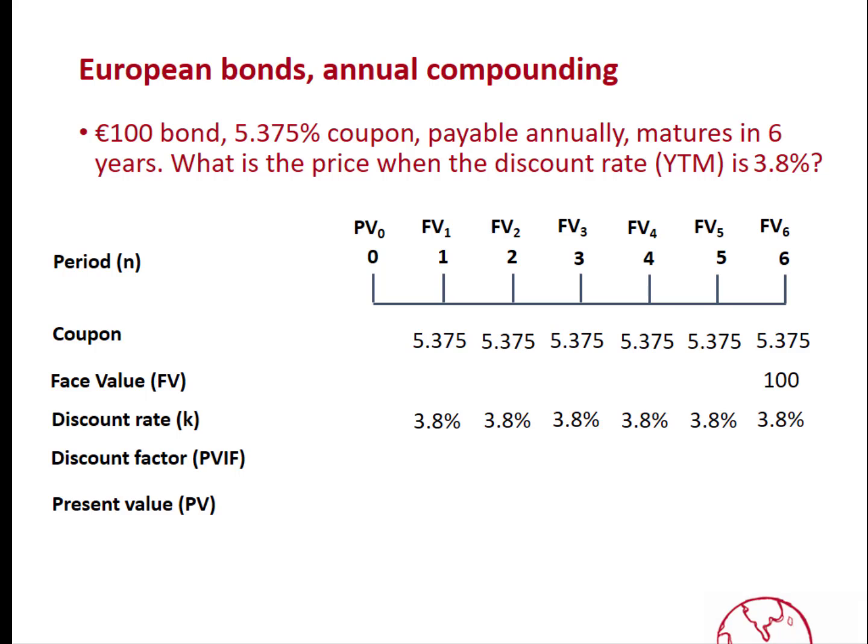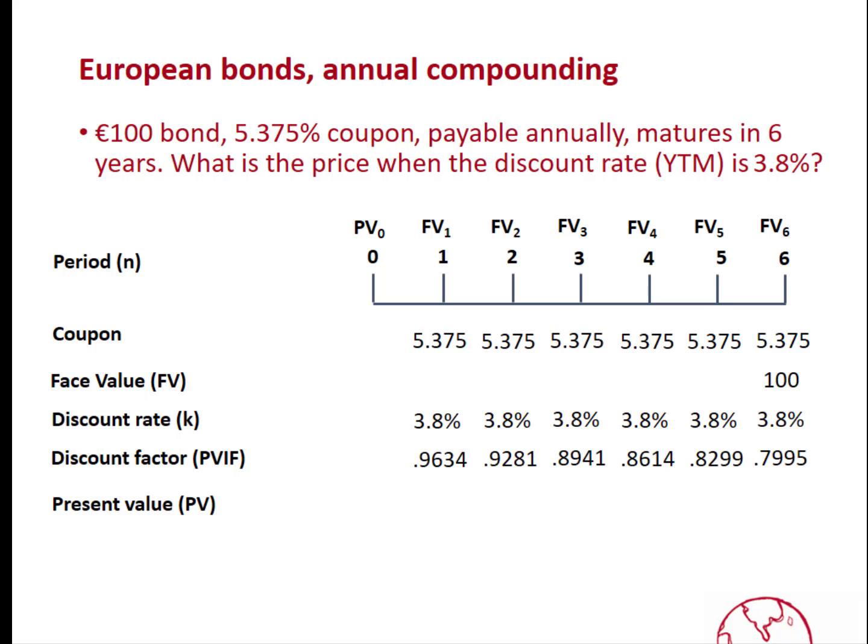We can use that discount rate to calculate our present value interest factor using our knowledge that it is 1 over 1 plus k to the n. And so, for example, €1 received in 6 years would be 0.7995 euros today. What's the intuition? Well, the intuition is that if you invested 0.7995 euros today, compounded annually at 3.8%, it would grow to be exactly €1 at the end of 6 years.